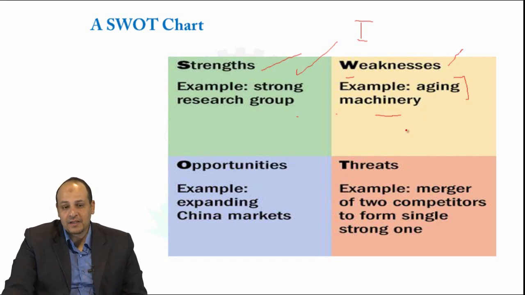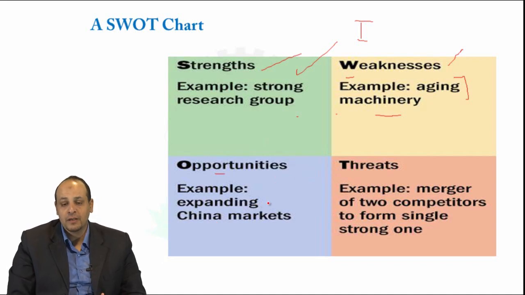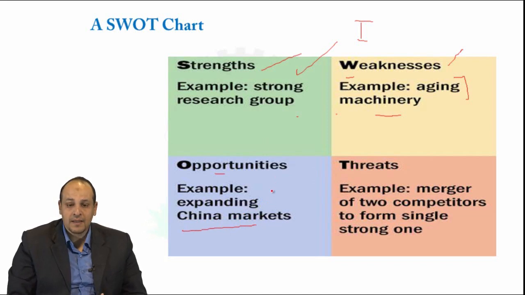Now the external factors here, we have the opportunities and threats. Now the opportunities here are many. For example, expanding China markets is one of the examples of opportunities leading to different business entities working in that arena. Now high demand is another kind of opportunity, new technology, new policies, etc.